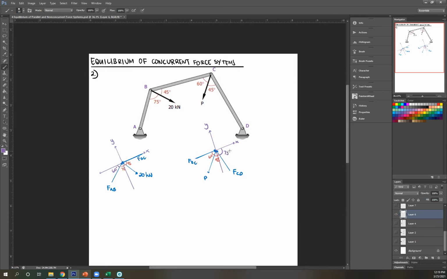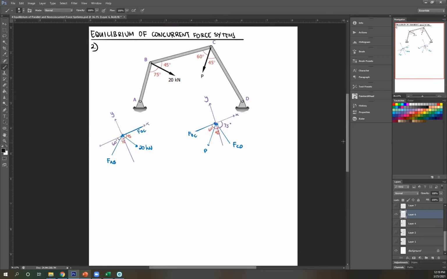Okay, so there. That's how you create your free body diagram if X and Y isn't obvious. Now, next step, equilibrium of concurrent force systems. That's just summation of forces, vertical and horizontal equals 0, or X and Y equals 0. So let's start with summation of forces X using this. So summation of forces X equals 0.